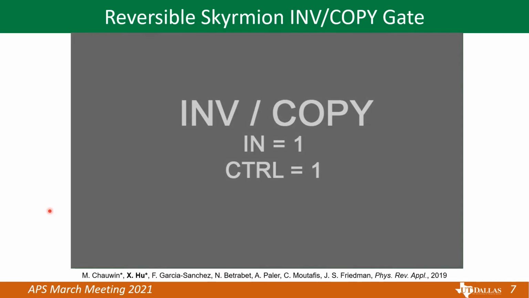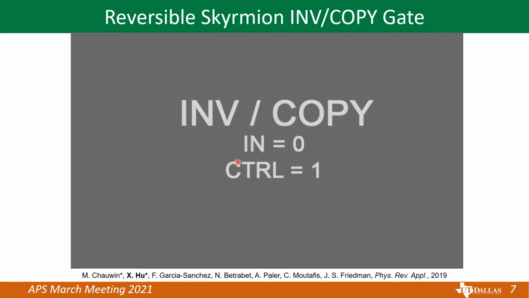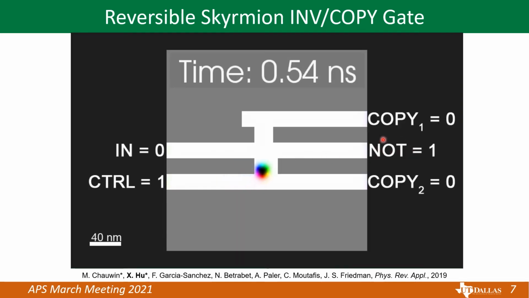This is a video for the inverter copy gate. While the control signal on the bottom is constantly 1, the central output port on the right is always opposite to the input in. So NOT is always opposite to input in, while the top and bottom output ports are always equal to the input in here.